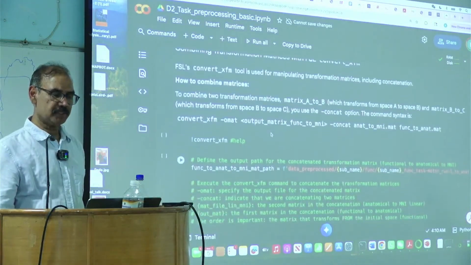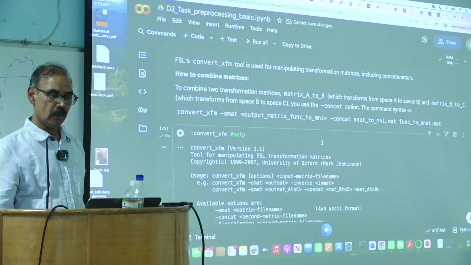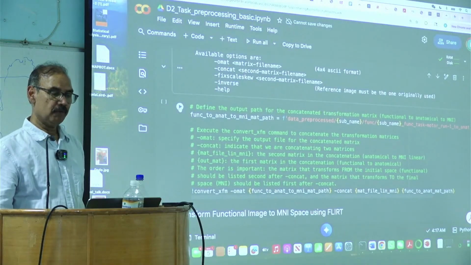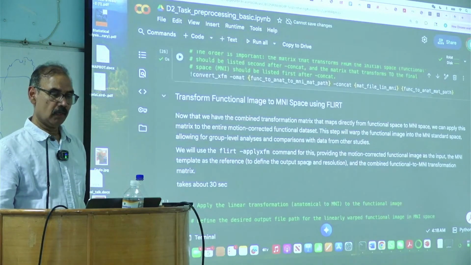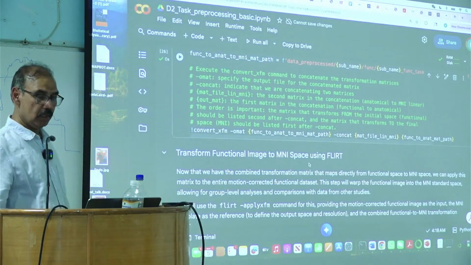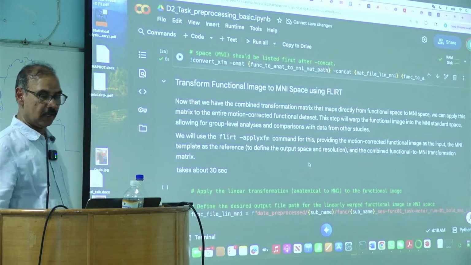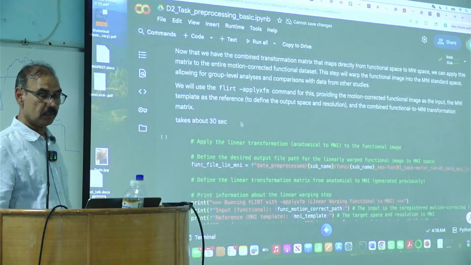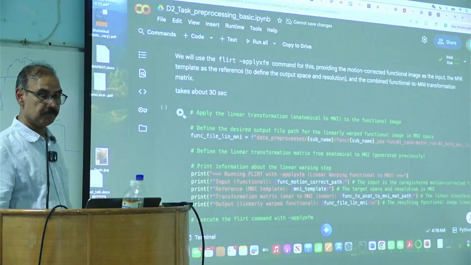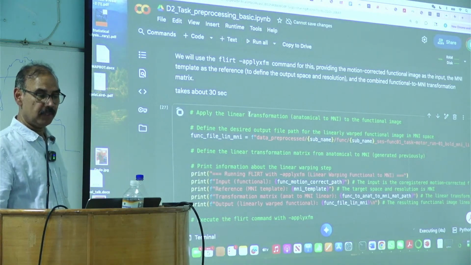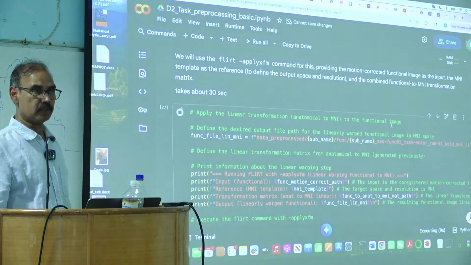So once this is done, what we do is we transform the functional using the anatomical image. We are using the same transformation to MNI. Apply the linear transformation anatomical to MNI to functional.